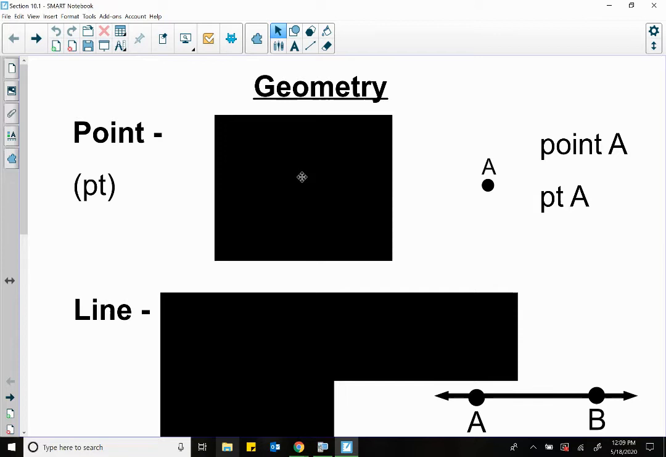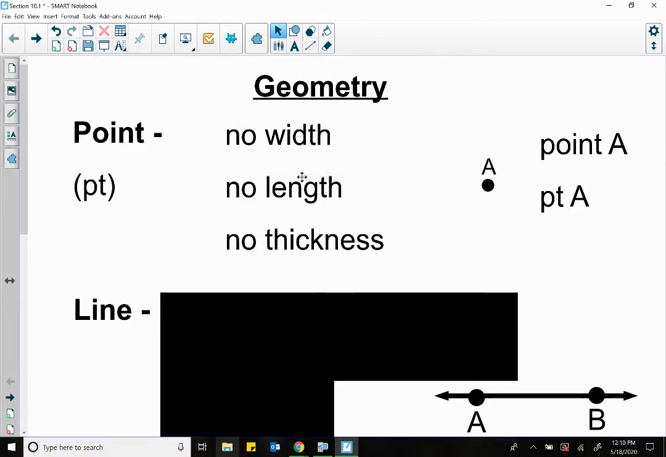Okay. So a point, we're going to basically just talk about what we know about it. Not a definition, but what we know about it. So like what you guys told me, it's a dot. But more specifically, a point has no width, no length, no thickness. So what I gave you right over here, this dot with the capital letter A representing point A or PT A. Okay, we use capital letters for points.